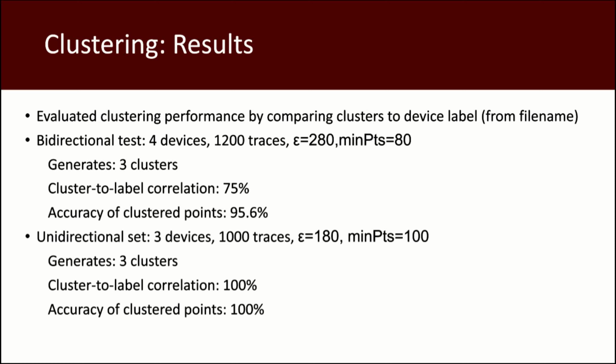For the unidirectional set, we used a data file of 3 devices with 1,000 traces, and it generated 3 clusters. The cluster to label correlation was 100%, and the accuracy of clustered points was 100%.